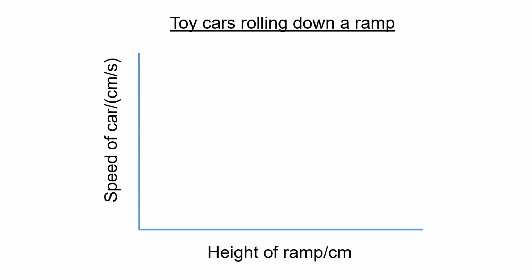The words pattern, trends and relationships mean the same thing, and we're going to look at lots of different examples that can come up in GCSE, KS3 and A-level exams.